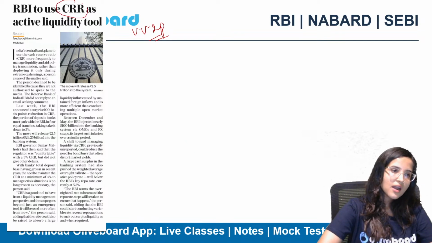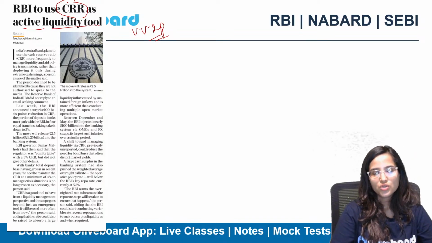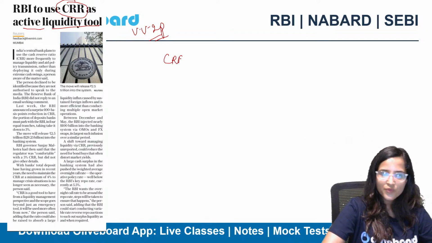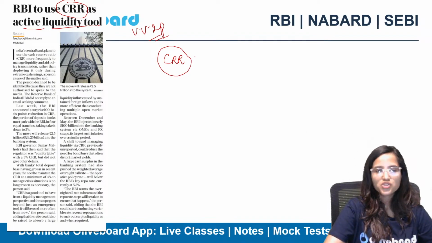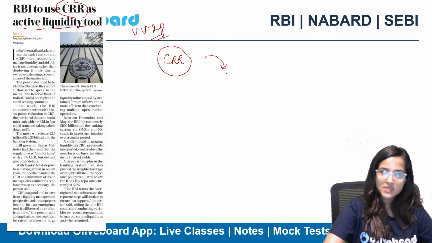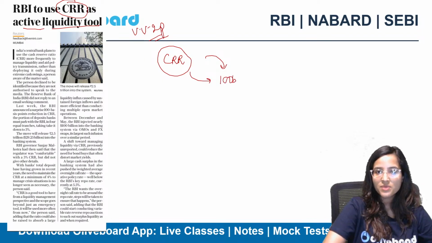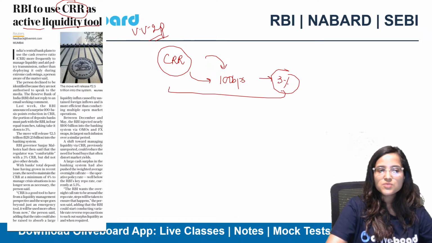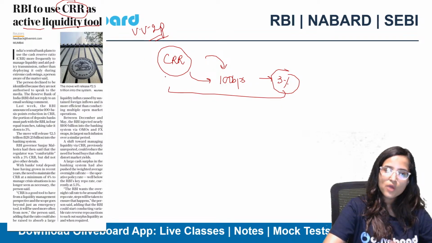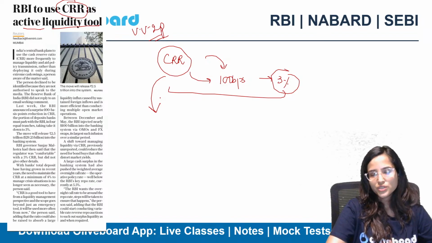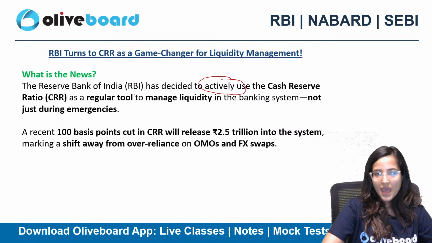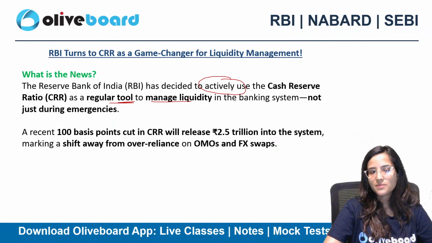RBI to use CRR as active liquidity tool. See, usually what was happening till now is that we were not using CRR very much in order to increase or decrease liquidity. But now in this recent decision, we have seen that CRR has been cut by 100 basis points, which is at 3% now. So after this move, we are seeing that mostly we are going to use CRR also as a liquidity tool. This is what the article is saying. So RBI has decided to actively use the CRR as a regular tool to manage liquidity in the banking system.